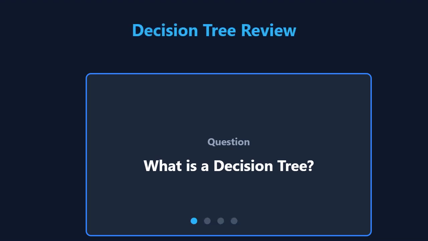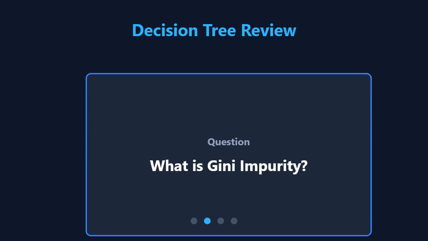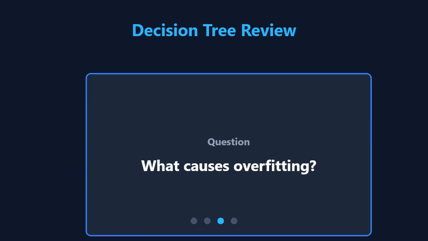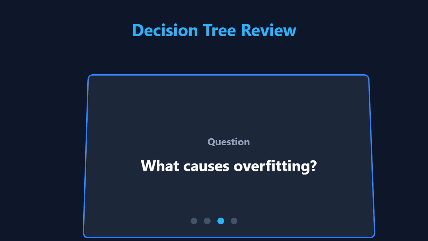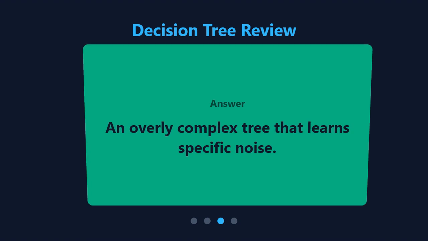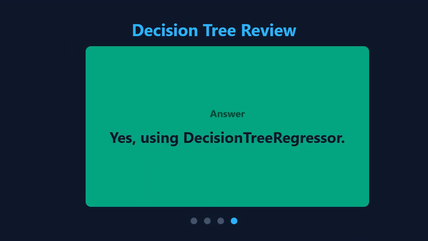Before we finish, let's test your understanding. Question 1. What is a decision tree? A supervised learning algorithm that makes predictions through recursive feature-based splits. Question 2. What is Gini impurity? A measure of how mixed the classes are within a node. Question 3. What is entropy? A measure of uncertainty or impurity in a node. Question 4. What is information gain? The reduction in impurity or uncertainty produced by a split.